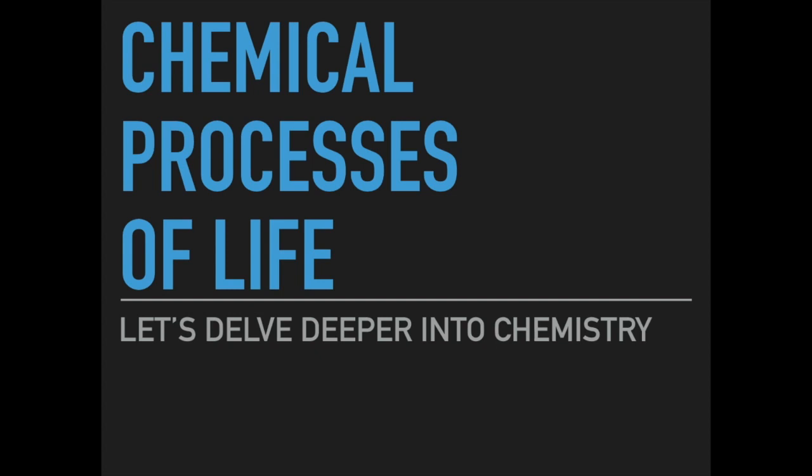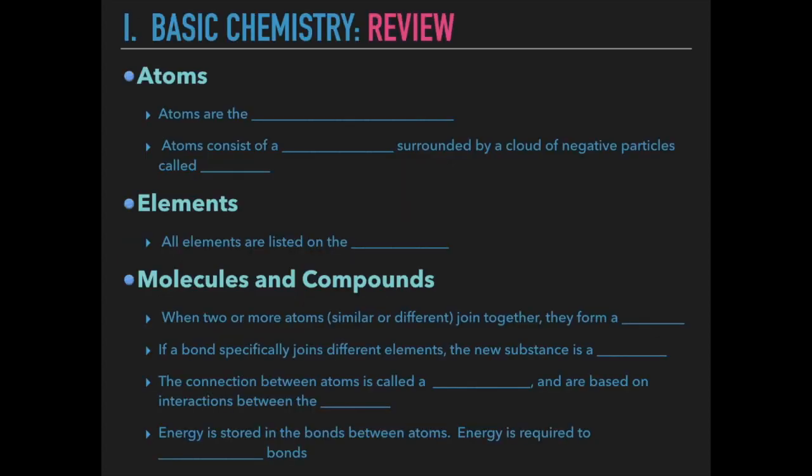So today we're going to focus on the chemical processes of life. I basically set it up to where we're going to start with a review of what we covered this past week and last week, focusing first on atoms. And as you can remember, atoms are the basic unit, building block of elements and compounds. So an atom is the smallest unit of any element.